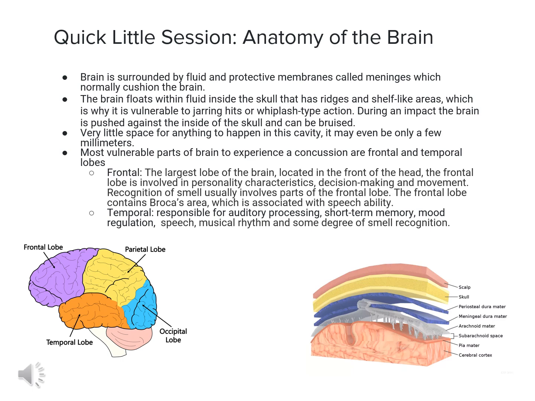Most vulnerable parts of the brain to experience a concussion are frontal and temporal lobes. The frontal lobe, which is the largest lobe of the brain, is located in the front of the head. The frontal lobe is involved in personality characteristics, decision making, and movement. Recognition of smells usually involves part of the frontal lobe as well. The frontal lobe contains Broca's area, which is associated with speech ability. The temporal lobe is responsible for auditory processing, short term memory, mood regulation, speech, musical rhythm, and some degree of smell recognition.